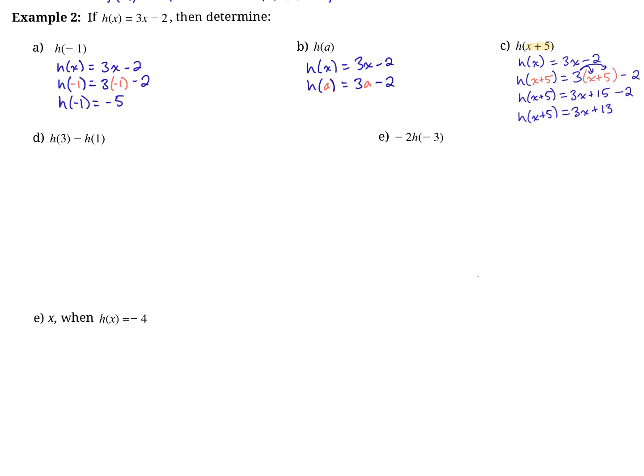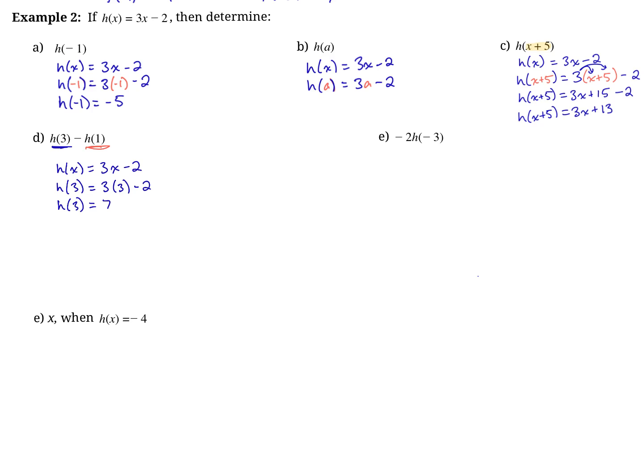Now in the next question, we're looking at h at 3 minus h at 1. So we can solve this by doing them separately and then subtracting them. So h at 3 is our first function, and then h at 1 is our second function here. So if we start off with our function h at x, that's equal to 3x minus 2, and we're trying to find out what h at 3 is. So 3 times 3 minus 2. So h at 3 is equal to 7.